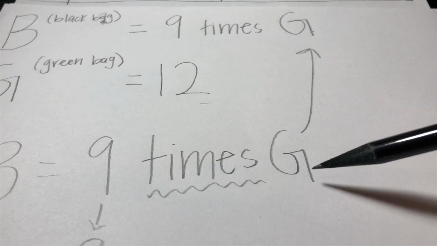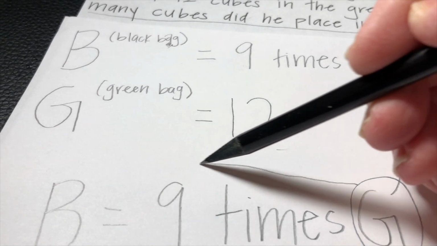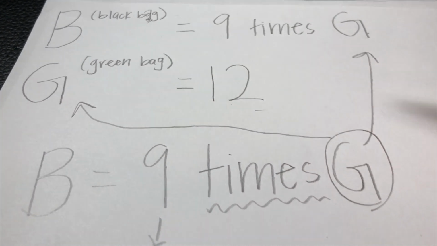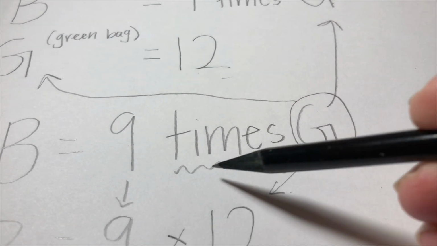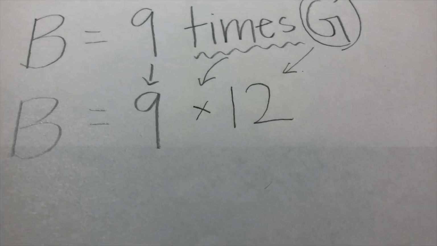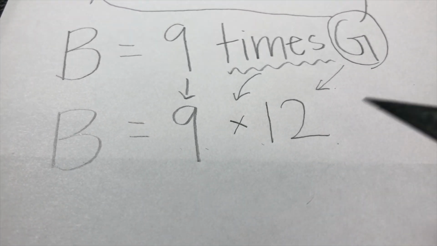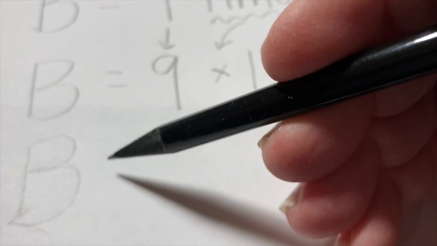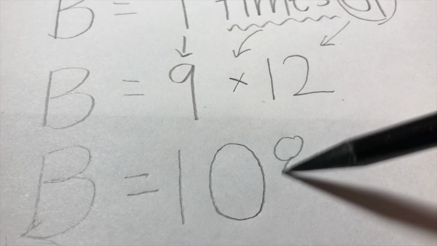And G. G is just a symbol, and it represented our green bag, and our green bag equals 12 cubes. So we put 12 in for the G. And that's our new equation. B equals 9 times 12. And because we know our multiplication tables, we know that 9 times 12 equals 108.